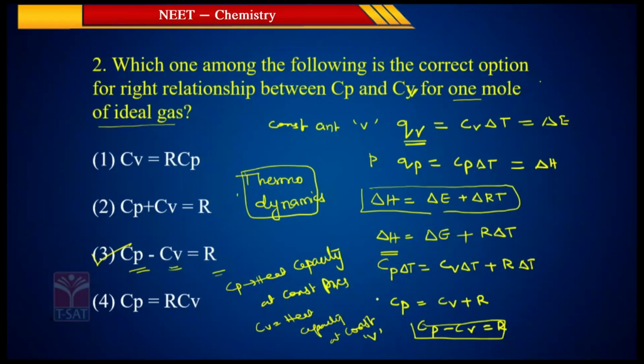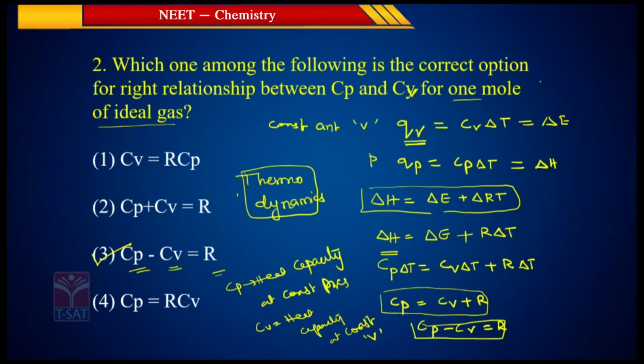Sometimes you will be given a different mathematical expression, like Cp is equal to Cv plus R. This is also correct. Cp minus Cv is equal to R, and Cp is equal to Cv plus R is also correct. You should not get confused whether it is Cp equals Cv plus R or Cp minus Cv equals R. Both are the same.